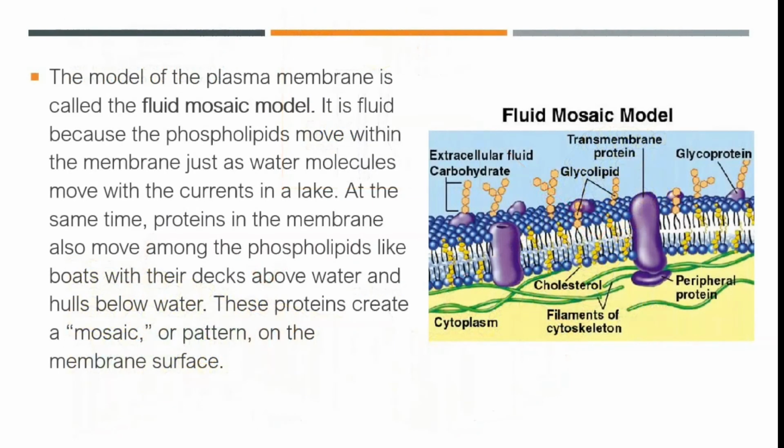The model of the plasma membrane is called the fluid mosaic model. It is fluid because the phospholipids move within the membrane just as water molecules move with the currents in a lake. At the same time, proteins in the membrane also move among the phospholipids, like boats with their decks above water and hulls below water. These proteins create a mosaic, or pattern, on the membrane surface.